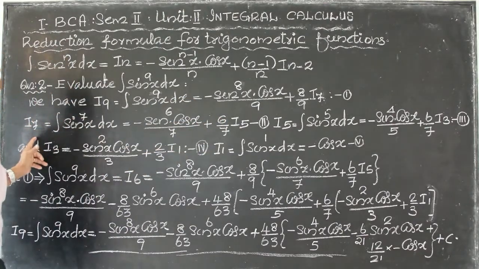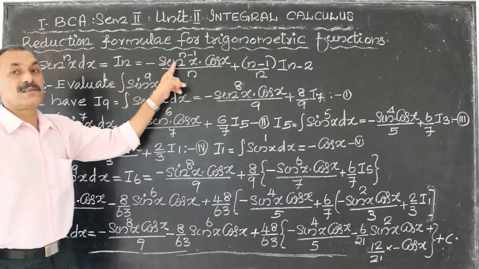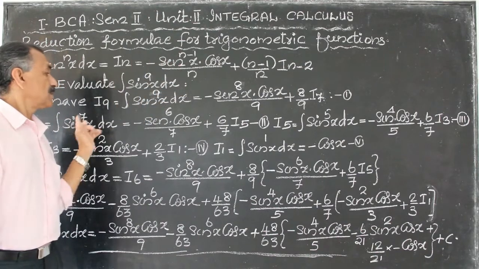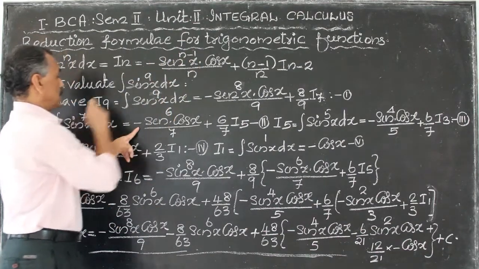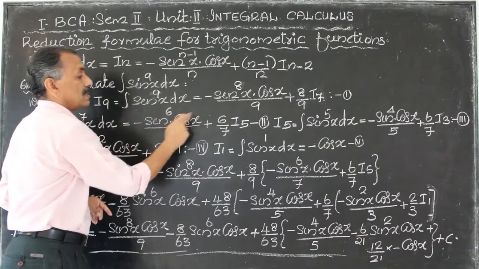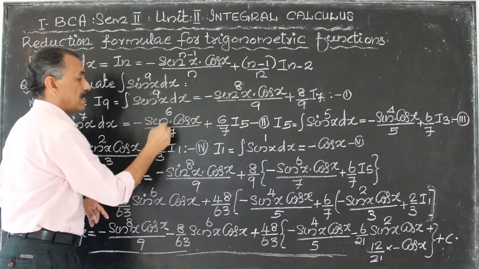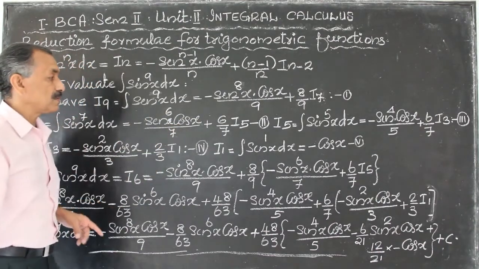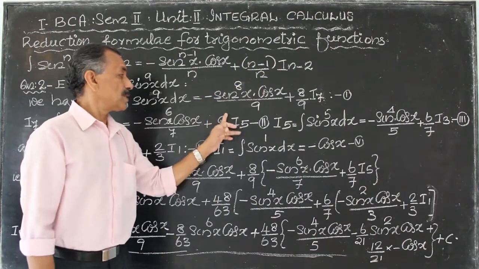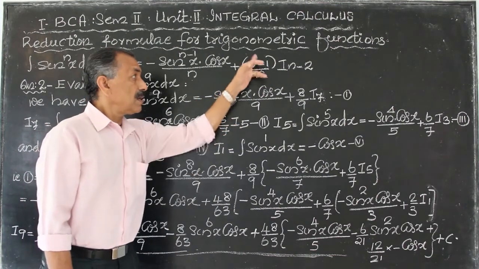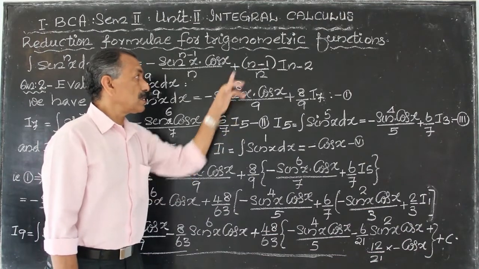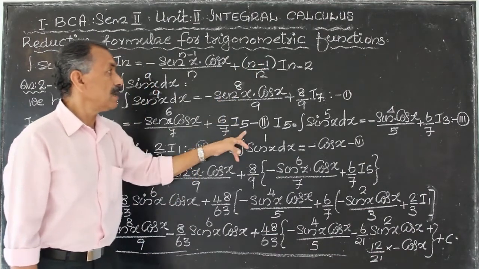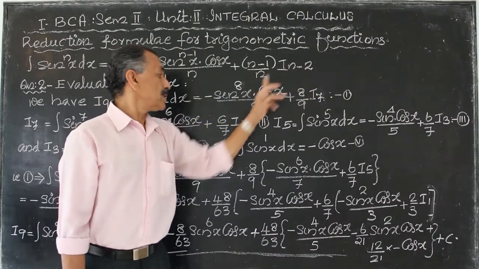Then next we write I7. What is I7? I7 is equal to the integral of sin raised to 7x dx. Put n is equal to 7 in this result. I7 is equal to minus sin raised to n minus 1, that is sin raised to 6x into cos x by 7, plus n minus 1 by n, 6 divided by 7, into I n minus 2, 7 minus 2, I5.